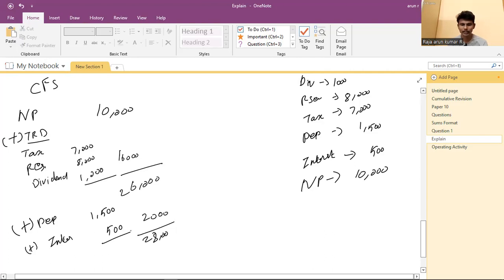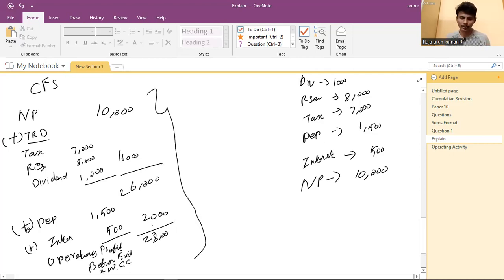Like that they given, we add it. This is only we tell that operating profit before working extraordinary item and working capital changes. Okay, this is the format. This is the operating profit for first step format. Okay, just understand this format, and I hope you cover that most of the concept.